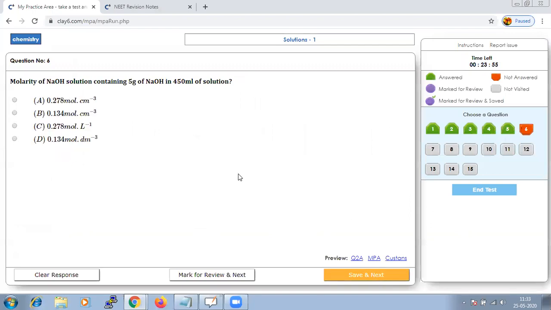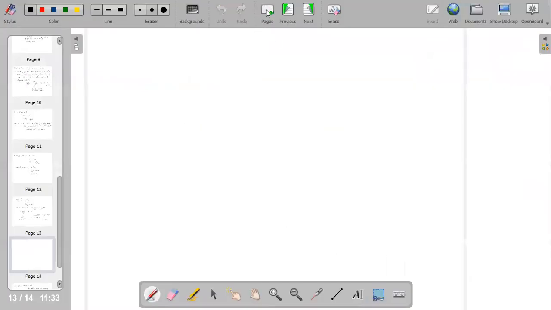Molarity of NaOH solution containing 5 gram of NaOH in 450 ml of solution. So molarity, we know the formula, that it is moles of the solute by volume of the solution in liter. They have given us the volume of the NaOH solution as 450 ml. Do focus, they have given it in ml, but we need it in liter.